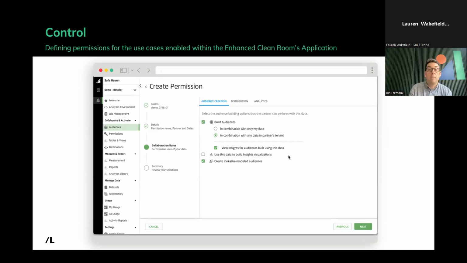If I'm a panel provider, like YouGov or Kantar, I'm fine with my data being used for lookalike modeling. But if I'm a retailer, I probably don't want my data used for lookalike modeling, because that's going to build an audience of people who look like my customers, and they're probably my competitors' customers. So these kinds of options need to be available when you're doing data collaboration, so that you have that trust and control over how your data is being used.